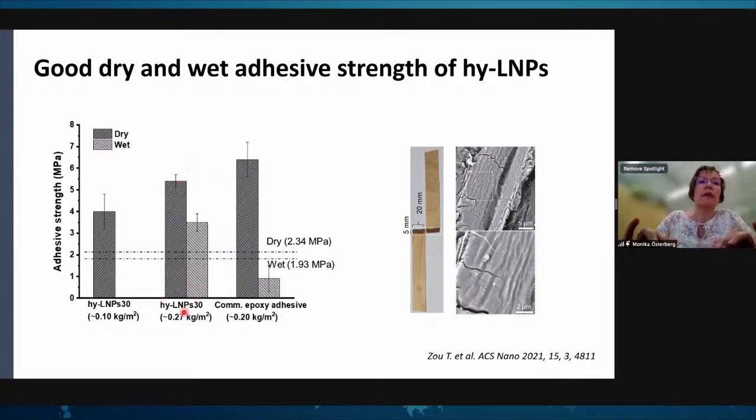If we, for example, look at this here, the dry adhesive strength is somewhere between 5 and 6 megapascal, which is quite comparable to commercial epoxy, a bit lower. But what is interesting is that we get excellent wet strength. And if you have worked with lignin for adhesives, usually you have lousy wet strength, but these have quite high wet strength also.